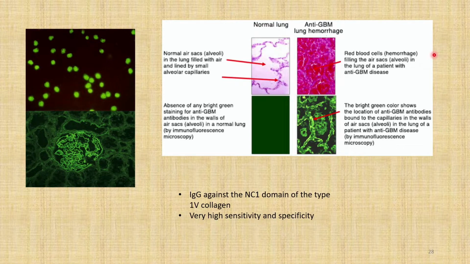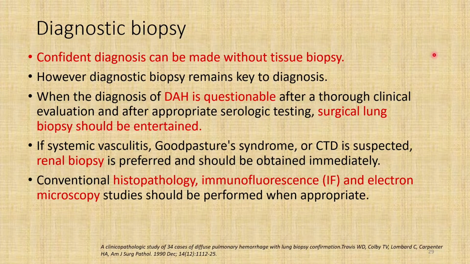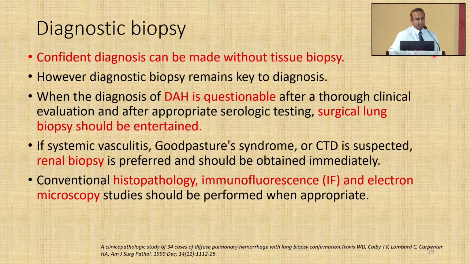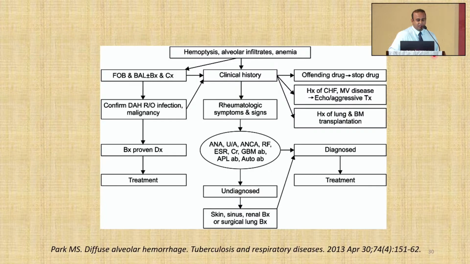Anti-GBM antibodies is again highly sensitive. We can diagnose even without a tissue biopsy, but it remains the gold standard. But when the diagnosis is questionable, we can go for an open lung biopsy. And if we suspect Goodpasture's, or ANCA vasculitis, and even the renal profile is supportive, we should go for renal biopsy. And we should do the histopathology and immunofluorescence.